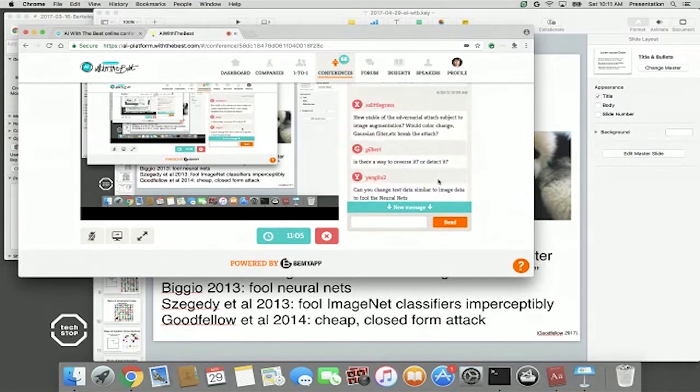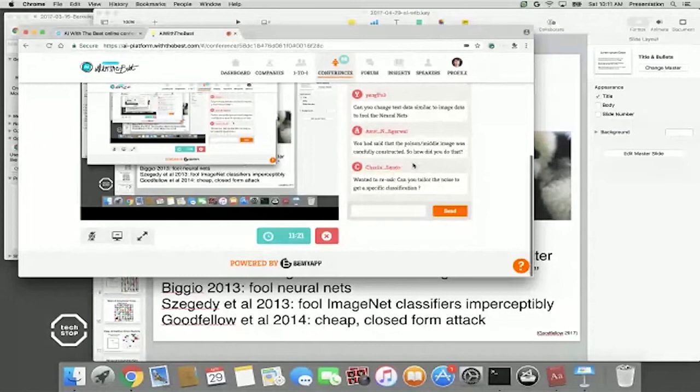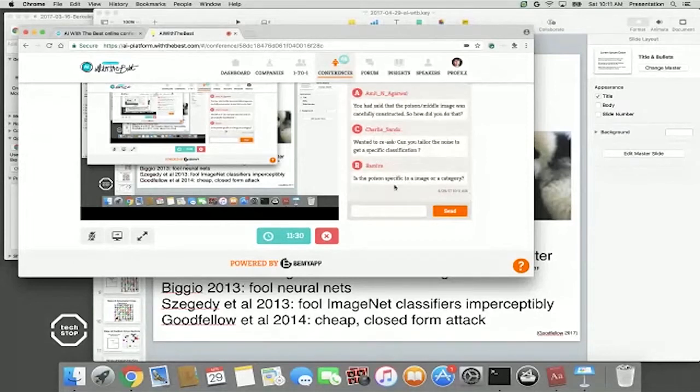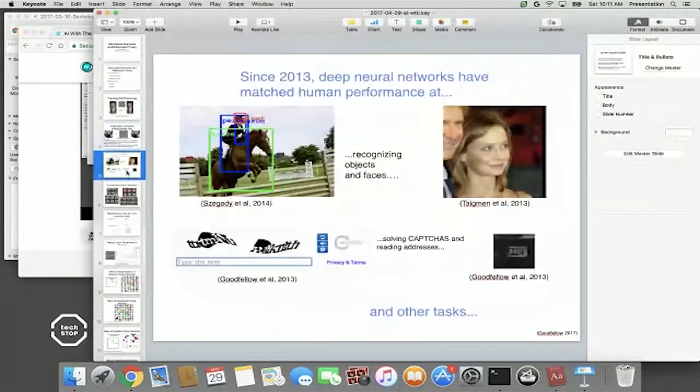And there's a question I don't fully understand about how stable the adversarial attack is. I guess you're asking if things like a Gaussian filter can break the attack. I'll talk a little bit more about defenses later on. Oh yeah, so somebody said that the poison image is carefully constructed. I'll be describing how to construct these images in a little bit. So I think right now it might be a good idea to move back to the main presentation because I'll cover the answer to a lot of these questions in the next few slides.